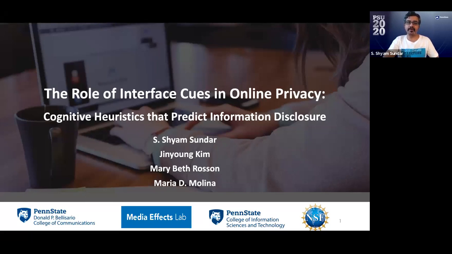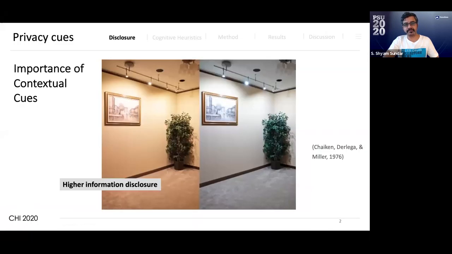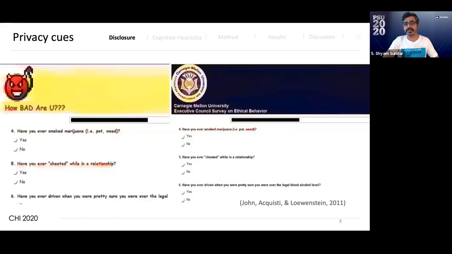In this paper, we study the role played by cues on media interfaces that influence our online information disclosure. We have known for some time that our privacy attitudes are malleable and that cues in the context can sometimes shape how much we disclose. For example, we disclose more intimate details about ourselves in a warm room with soft lighting compared to a cold room with fluorescent lighting. One study found that survey respondents were more likely to admit to even incriminating behaviors when the interface featured a cartoon image of a devil asking with a wicked smile, "How bad are you?" compared to the one featuring an emblem of Carnegie Mellon University ostensibly conducting an executive council survey on ethical behavior.